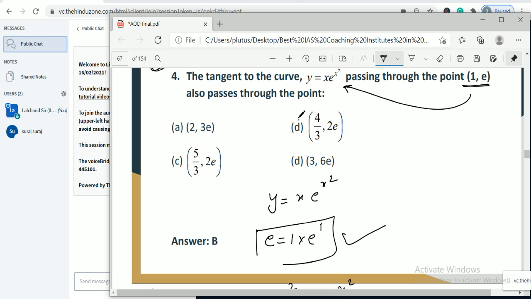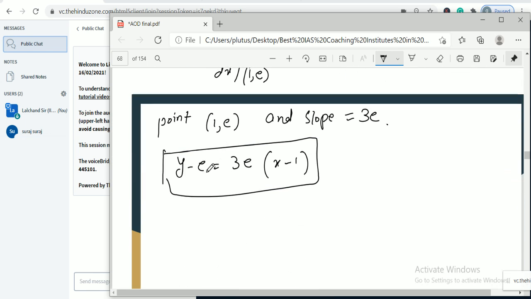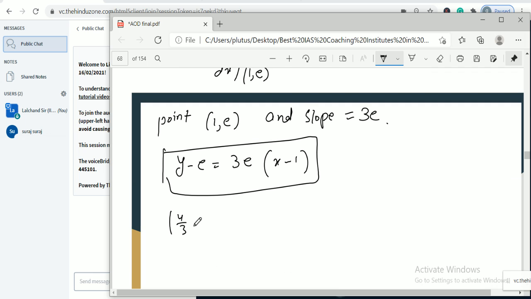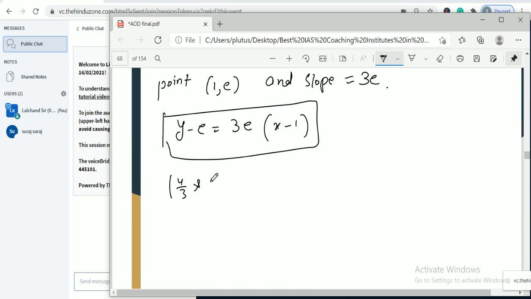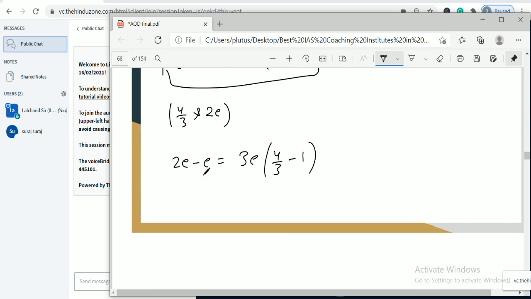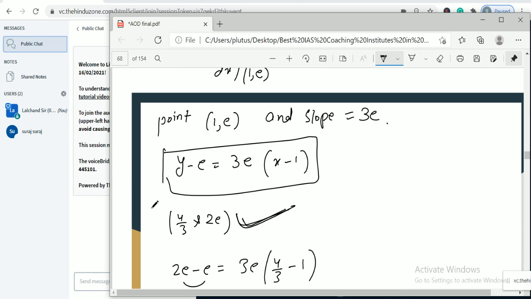Which one is our answer? B. So this is option B. Let us check for (4/3, 2e). Let us put y equal to 2e, minus e, here 3e, here 4/3 minus 1. So here we have e equal to 3e times 1/3, this gets cancelled, so e equals e. Okay, this is correct. So this point lies on this tangent. This is our answer.